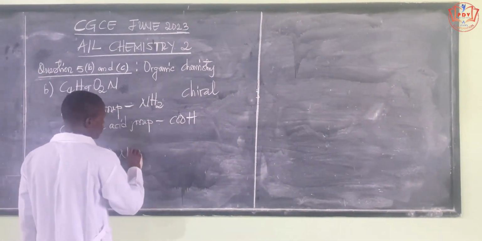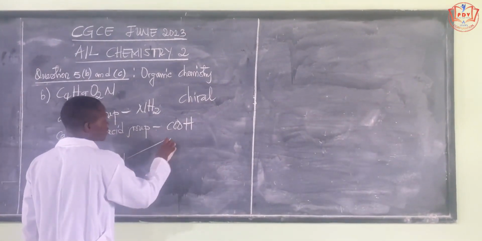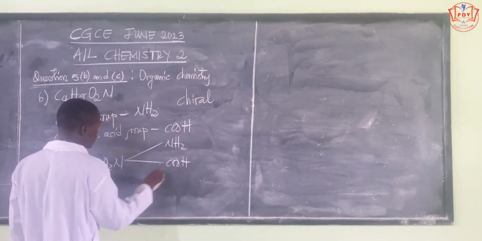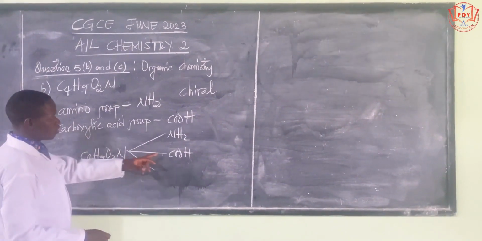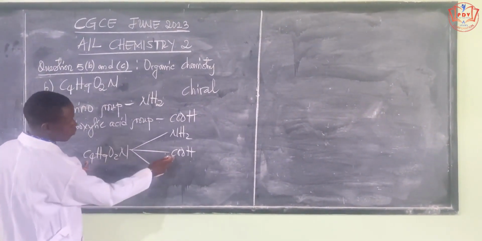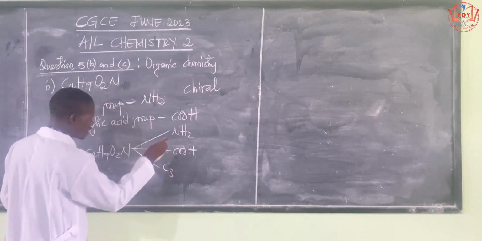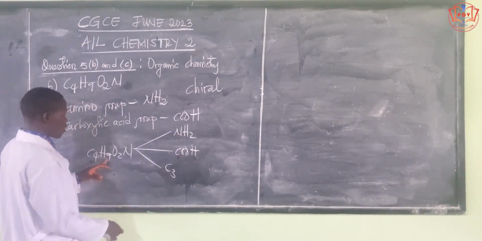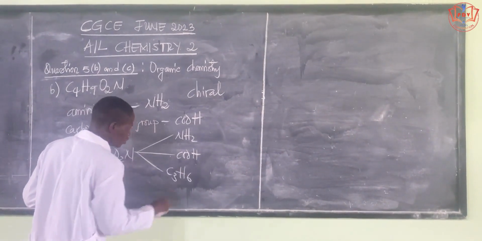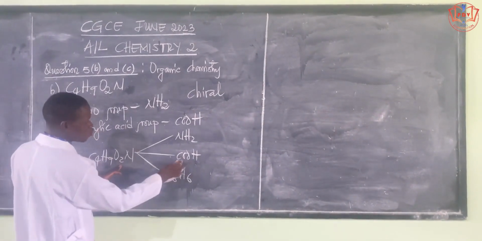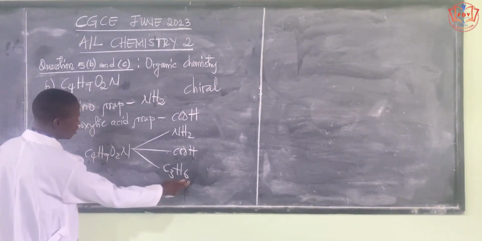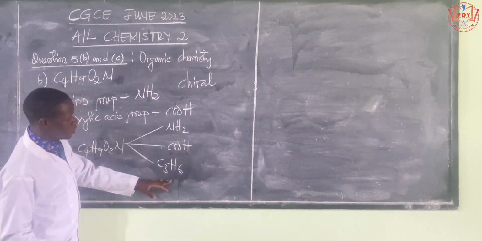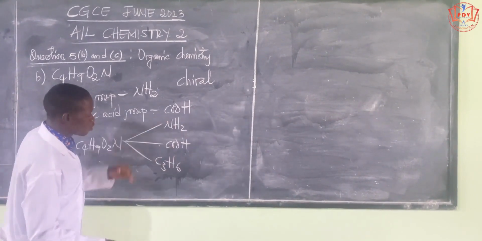C4H9O2N can be broken into 3 parts. The first part is the amino part, next the carboxylic part, and the last part, carbon. Here we have 1 carbon, so we are left with 3 carbon. Hydrogen, we have 3 hydrogen, so we are left with 6 hydrogen to make 9. We have 2 oxygen, so no oxygen again, and the nitrogen is already there. So the structural formula is a combination of these 3 structures.